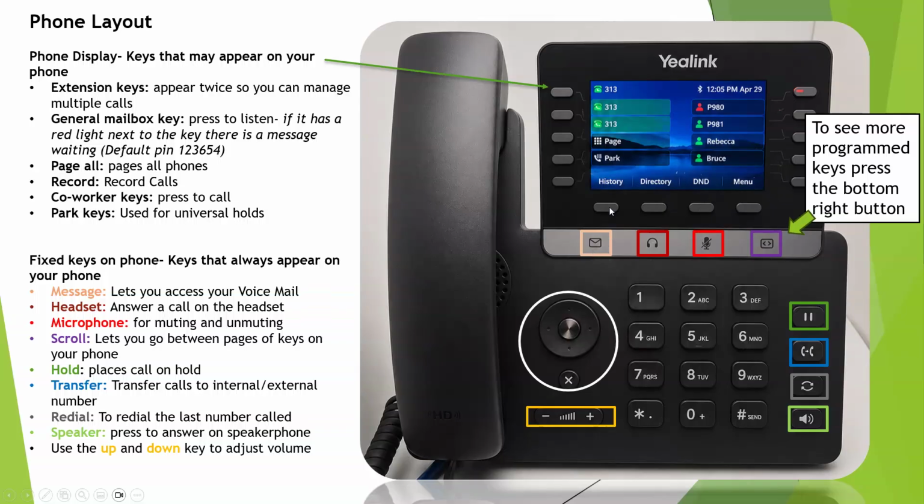These are basically soft keys that change based on what you're doing, like a smartphone. So just think of them like that. History, directory, do not disturb, and menu. And then down here, you guys are going to have your voicemail key. So that'll check your voicemail.